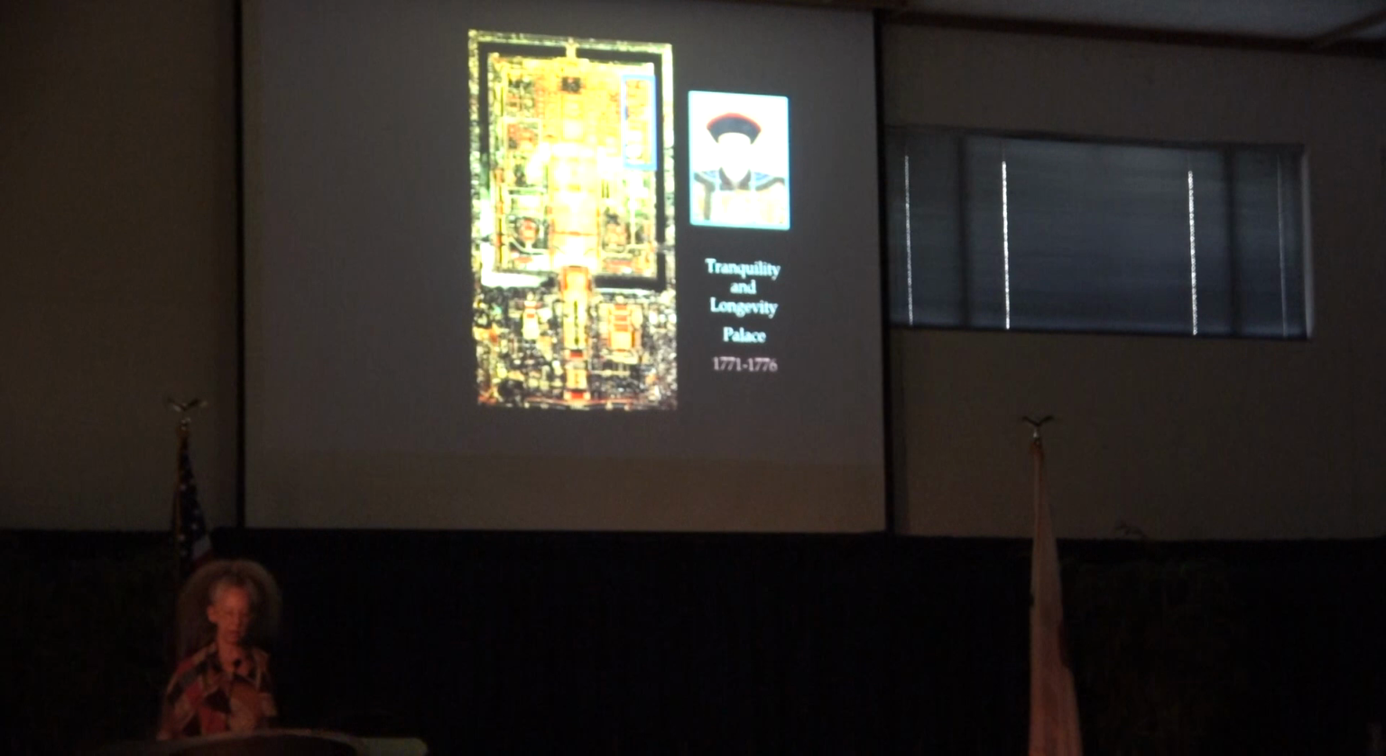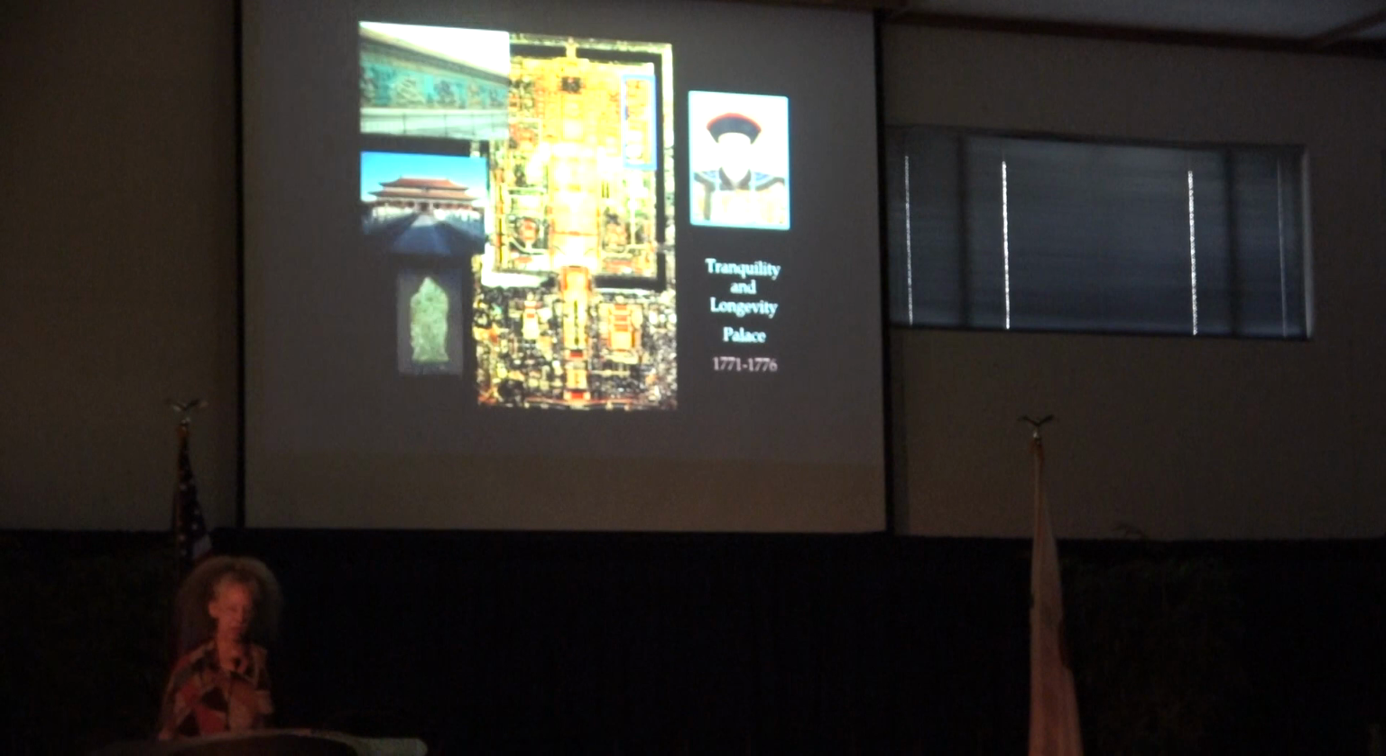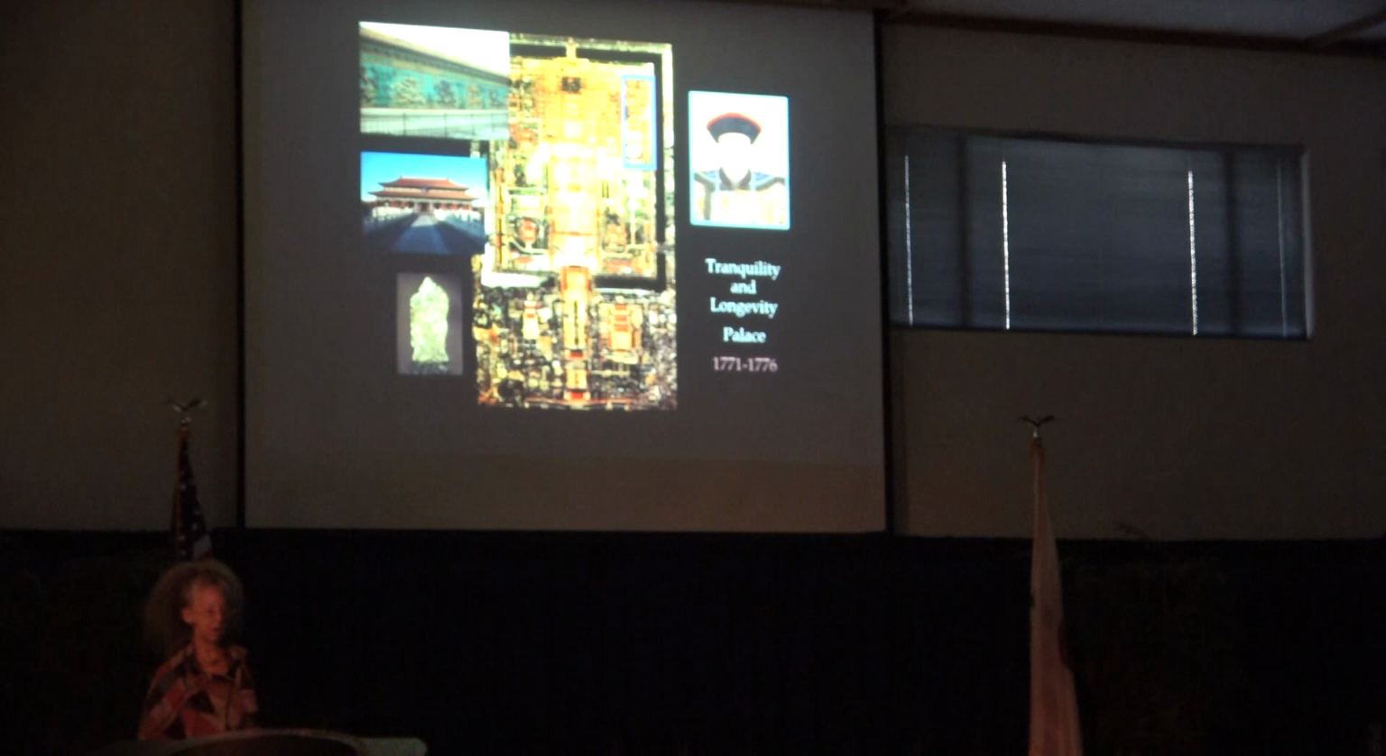So in 1771, he decided to create a palace where he could retire after his 60 years of reign. And he called that the Tranquility and Longevity Palace, and it was to be specifically for his retirement. It was in the northeastern corner of the Forbidden City, that area there. Some of you might have been in this area. It's known for its nine dragon screens, beautiful palace buildings, as well as this wonderful piece of jade that's about 10, 15 feet high that the Qianlong Emperor had commissioned and carved.